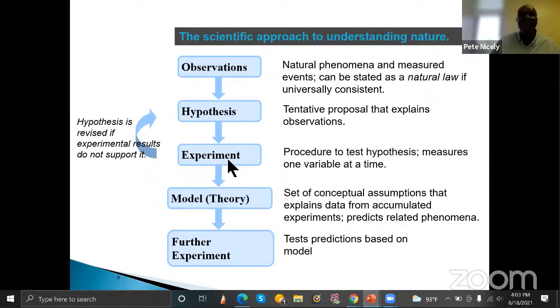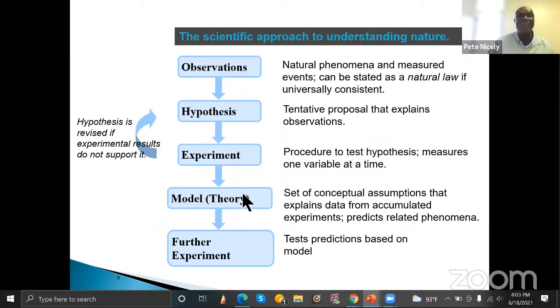The next step, we devise an experiment to test the hypothesis. And if you remember, I said that these two processes are repeated over and over again, because when you get your data, more than likely initially the data will not be in harmony with the hypothesis. So you'd have to revise the hypothesis, then test it with further experimentation. And this goes on over and over again until you have some correlation or harmony between the experimental data and the hypothesis. And when that happens, you're going to end up with what is known as the theory.